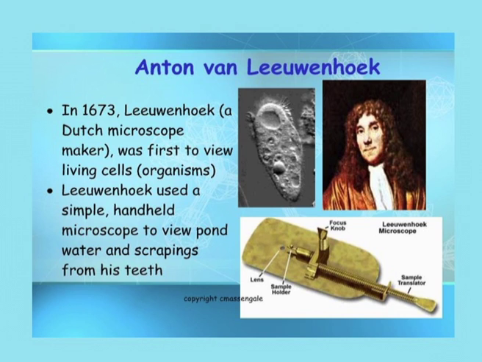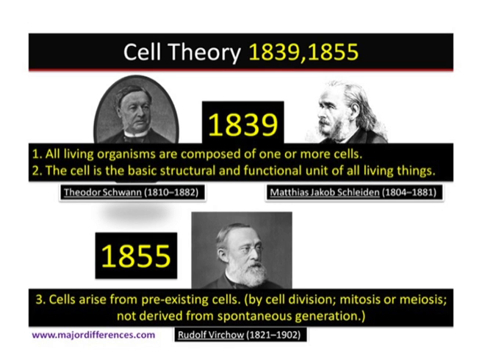In 1673, Leeuwenhoek, a Dutch scientist, first examined microorganisms and named them animalcules because of their dazzling movement. Then in the year 1839, cell theory was proposed by two scientists, Schleiden and Schwann.